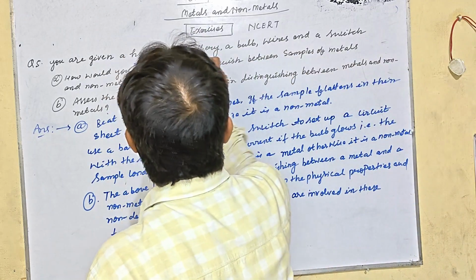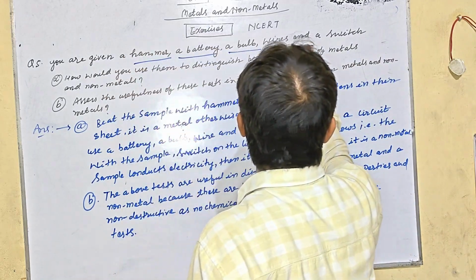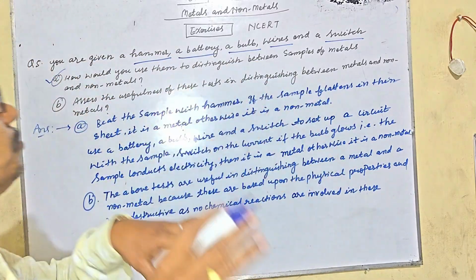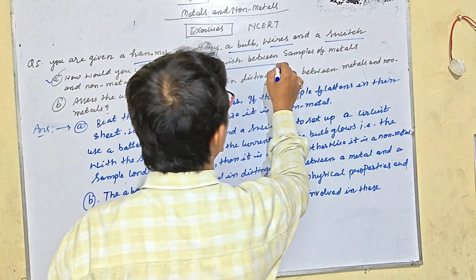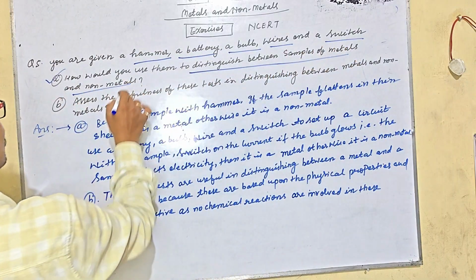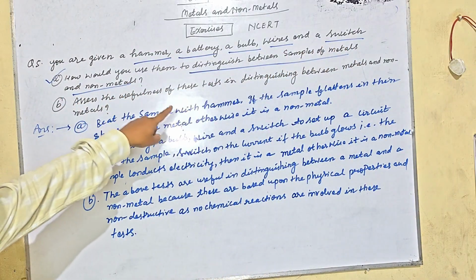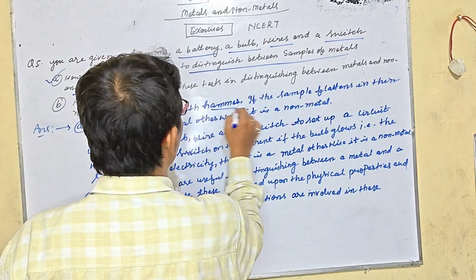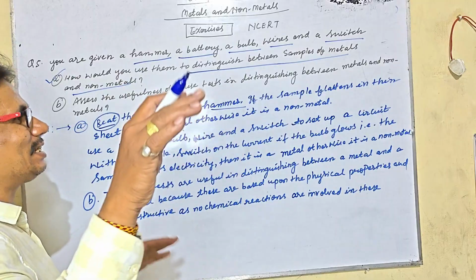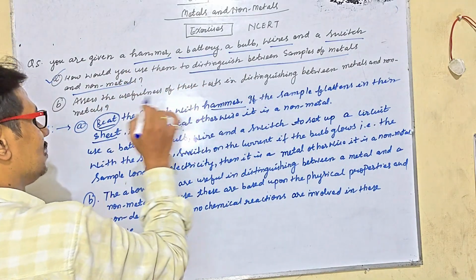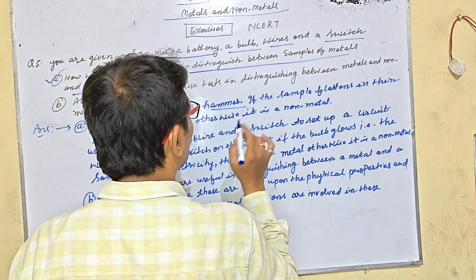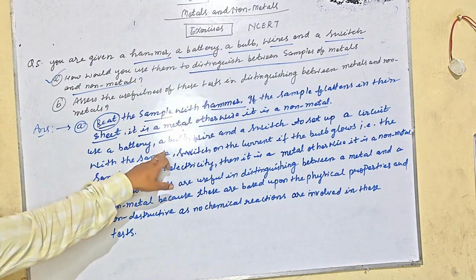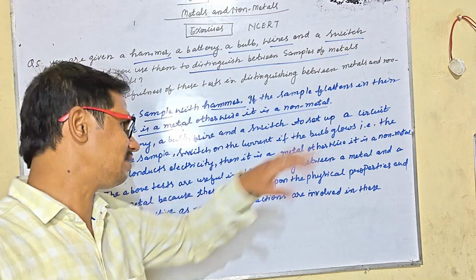You are given a hammer, a battery, a bulb, wires, and a switch. How would you use them to distinguish between samples of metals and non-metals? Answer: Beat the sample with a hammer. If the sample flattens into a thin sheet, it is a metal. Otherwise, it does not flatten into a sheet, and it is a non-metal.